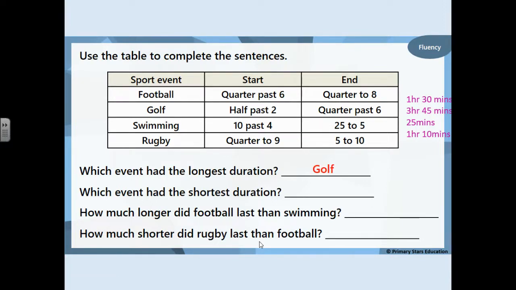Right, let's have a look. So golf was the longest. The shortest event was swimming. Now, how much longer did football last than swimming? You can find the difference. It was 1 hour and 5 minutes. And how much shorter did rugby last than football? Again, finding the difference, it was 20 minutes.